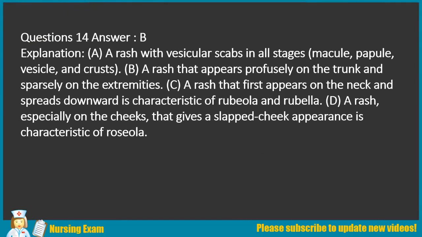Question 14 Answer: B. Explanation. A. A rash with vesicular scabs in all stages: macule, papule, vesicle, and crusts. B. A rash that appears profusely on the trunk and sparsely on the extremities. C. A rash that first appears on the neck and spreads downward is characteristic of rubeola and rubella. D. A rash, especially on the cheeks, that gives a slapped cheek appearance is characteristic of roseola.